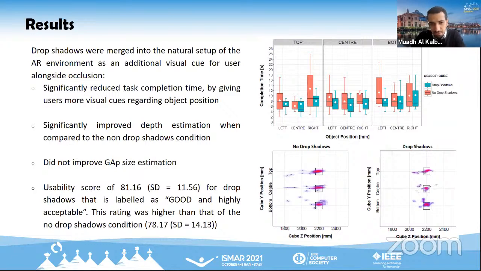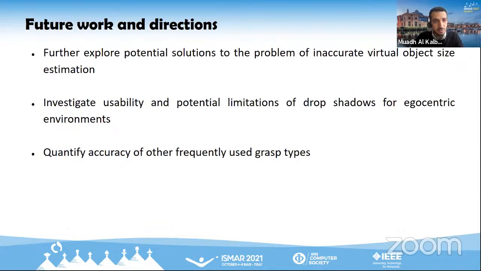In terms of the usability, we also found that drop shadows as an additional visual cue, the users labeled it as good and highly acceptable. So it is a usable additional visual cue that can be used to aid in interaction using this natural form of hand-based interactions. This rating was higher than the no drop shadows condition as well. So these were the main findings. I think this would be the last slide.